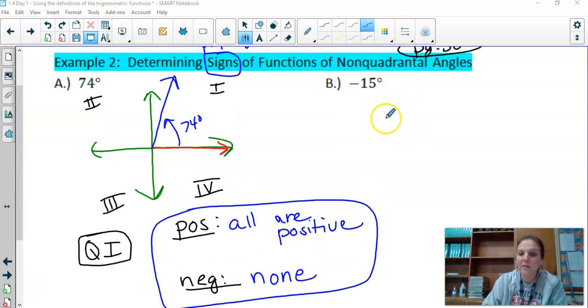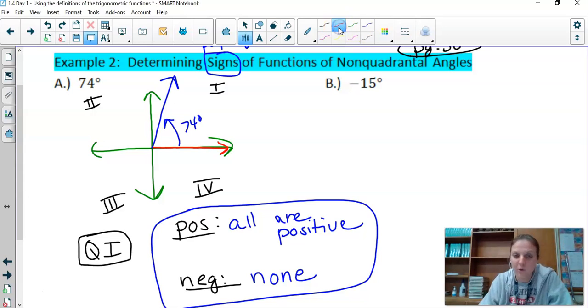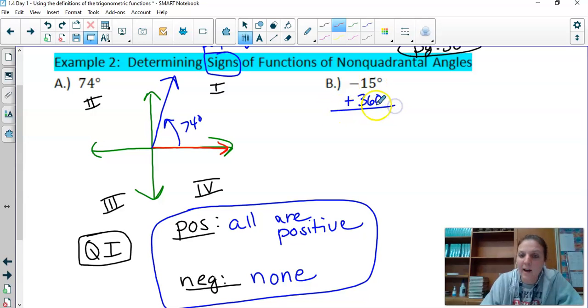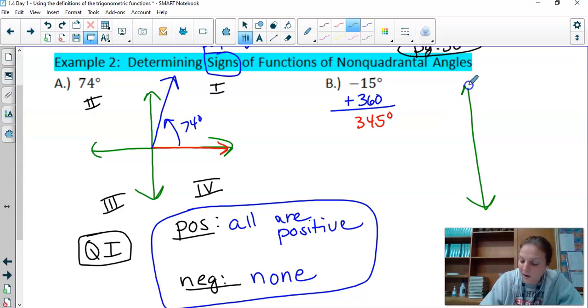So example B is a negative angle, but we're never actually going to graph negative angles for now. So instead, find an angle that is coterminal to it by adding 360 degrees. So we're going to draw an angle that is 345 degrees.